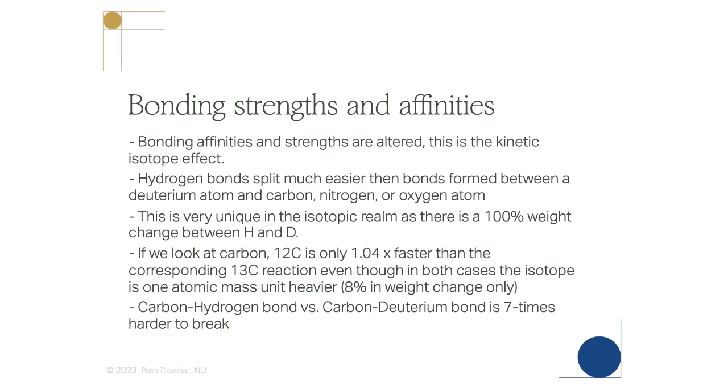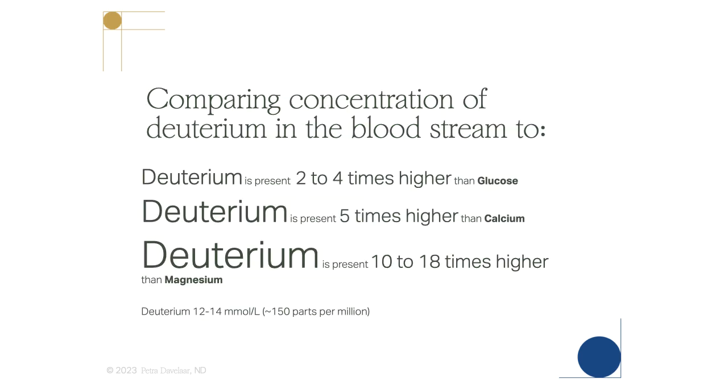The carbon-hydrogen bond versus a carbon-deuterium bond is 7 times harder to break. For nitrogen and deuterium, it's 8.5 times harder, and for oxygen and deuterium, it's 10.6 times more difficult to break the bond. So to provide some context for the significance of this ratio, the concentration of deuterium in our body is 2 to 4 times higher than the normal amount of circulating blood glucose. Deuterium is present 5 times higher than calcium and 10 to 18 times that of magnesium.